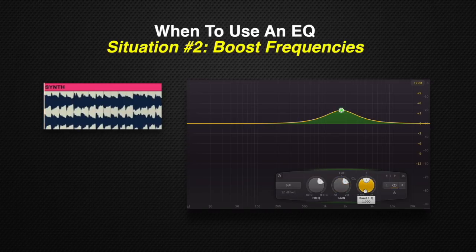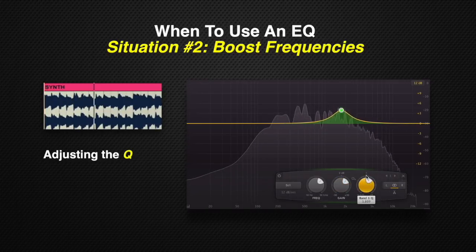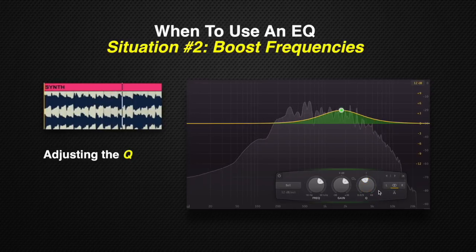And the Q. A little bit too narrow there. With this type of sound, we'll want a smaller Q to make it more gradual. So around 0.7 works well here.